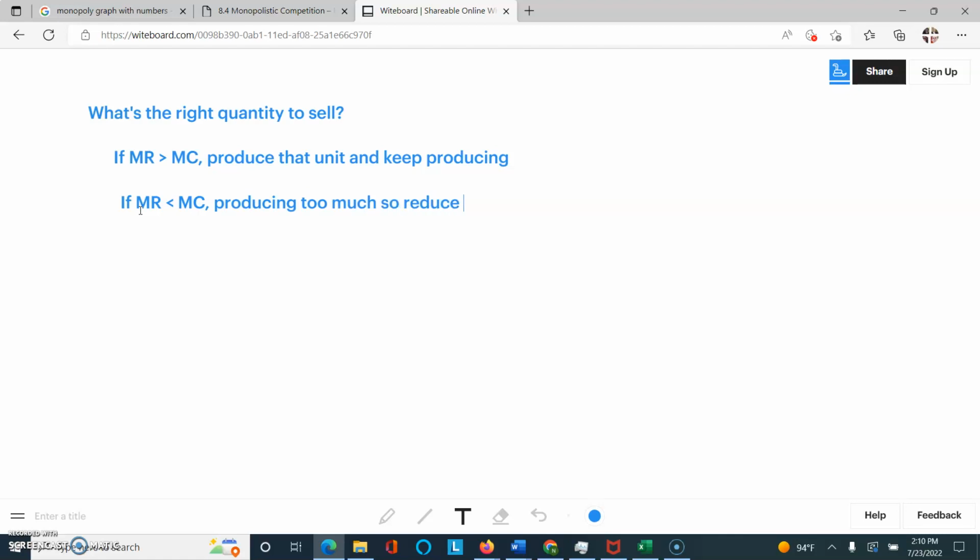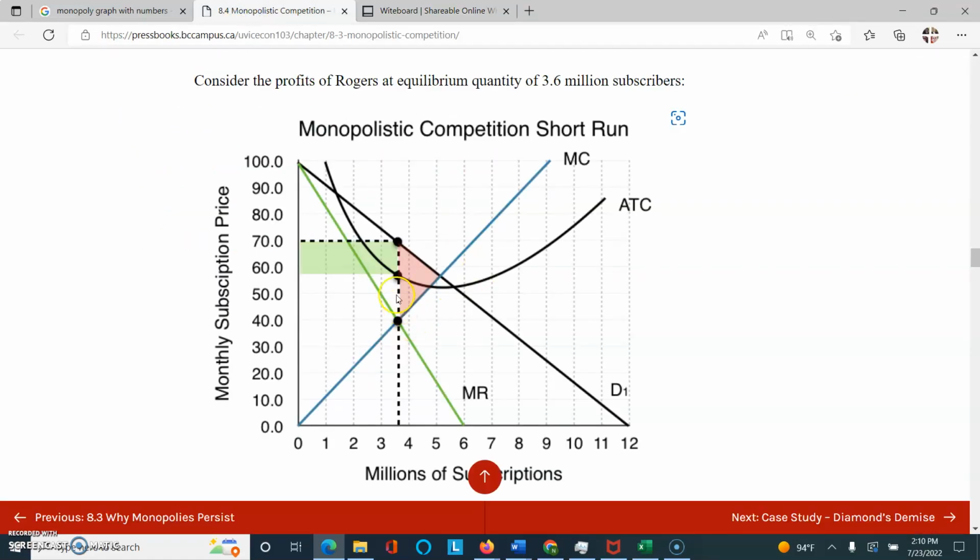So you'd want to reduce the amount that you're producing. Well, if you think about it, that only leaves one state of the world left, and that's where marginal revenue is exactly equal to marginal cost. And that's going to be the optimal production to sell. So let's take a look at the graph again. I want to look where my marginal revenue curve, so that's the green line, exactly intersects the marginal cost curve, that's the blue line, and that's going to be that point right there.